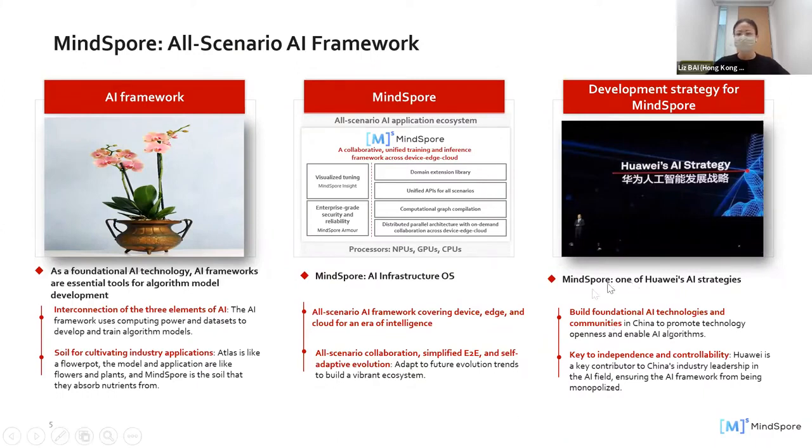What's more, MindSpore is an important part of our AI strategy, because apart from building models, we are also focusing on our capabilities to build foundational AI technology communities. For example, Google has TensorFlow and Facebook has PyTorch, and ourselves, we have MindSpore. So how to differentiate it?